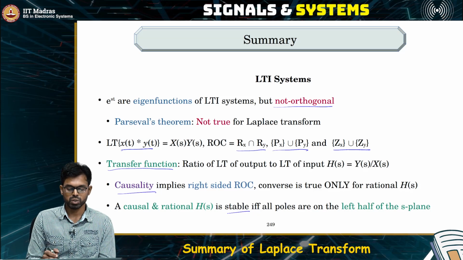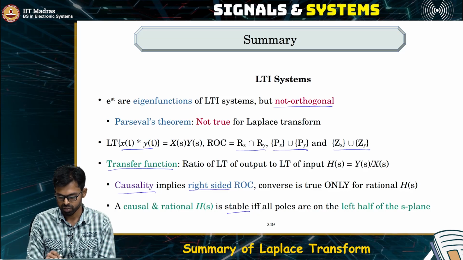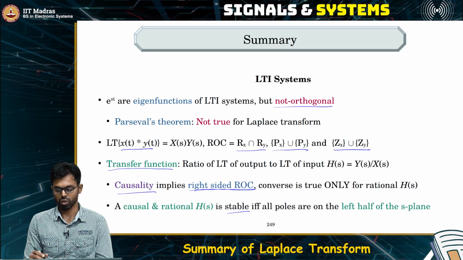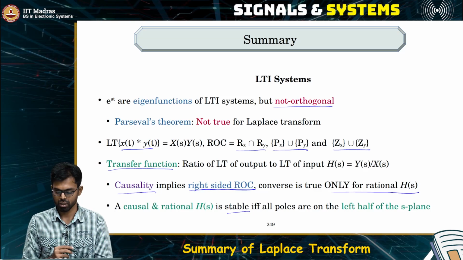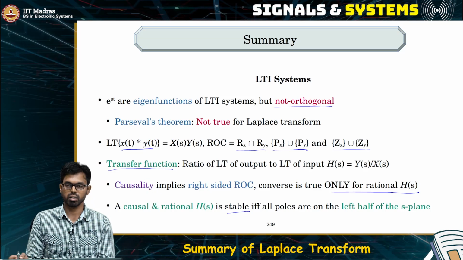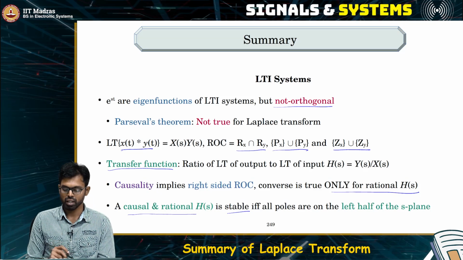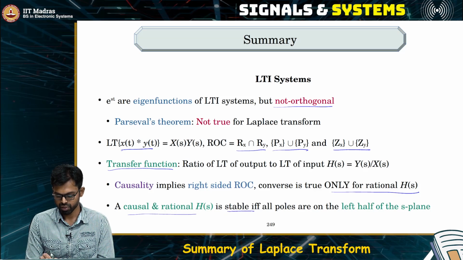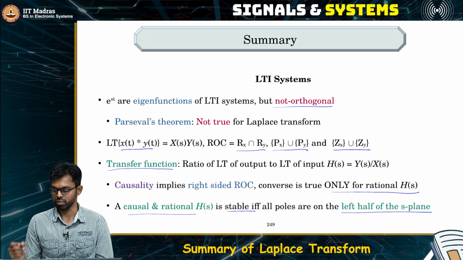So if the system is causal, then the transfer function will have a right-sided ROC, but of course the converse is true only for rational transfer functions. And if the system is causal and the transfer function is rational, then the system is stable if and only if all the poles are on the left half of the S-plane.